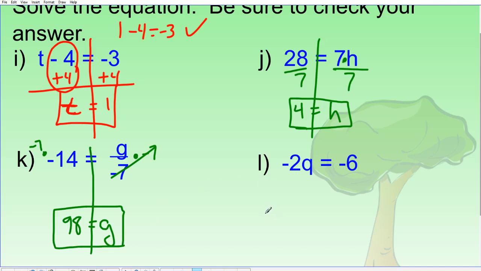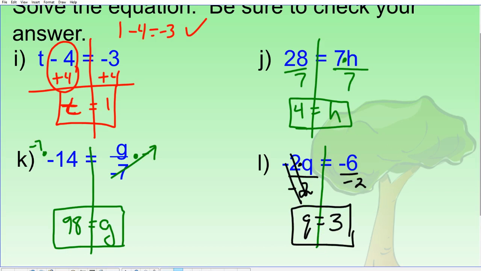And last of these, I think, is letter L. My variable is being multiplied by negative 2. Q is being multiplied by negative 2. So the opposite of multiply by negative 2 is to divide by negative 2 on both sides. So these negative 2's then would cancel, and I get Q equals negative 6 divided by negative 2 is a positive 3.